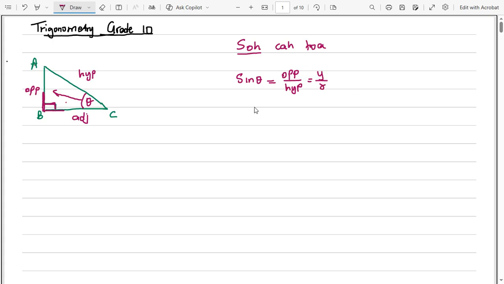Then we do the same for the cos of theta. The cos of theta, you look at this. A for adjacent. So this will be the adjacent over what? Over h for hypotenuse, which is just x over r. And the last one, that is the tan of theta. So tan, O for opposite. So the O comes first, then you divide by A.